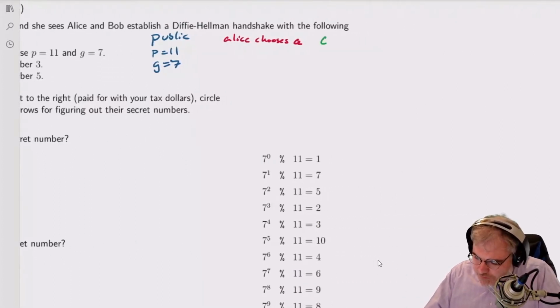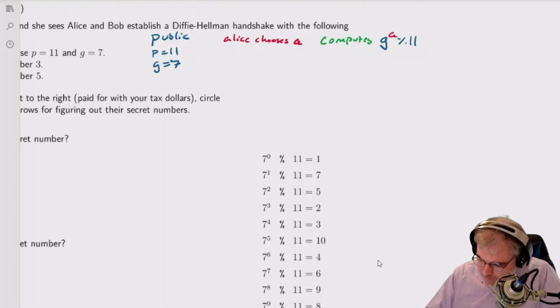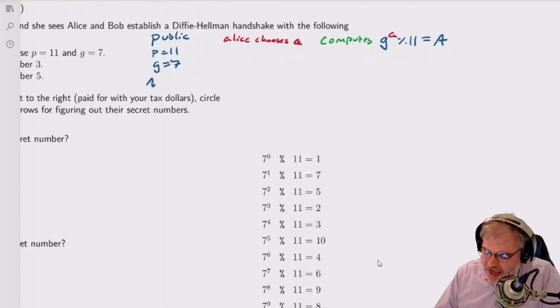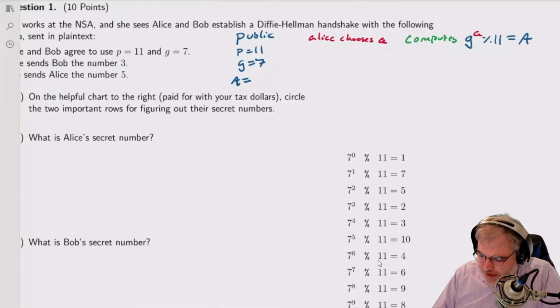And then she computes the base, which was 7, G to the a mod 11. And that number equals big A. Now, big A is something that went over the network. So big A here equals 3.